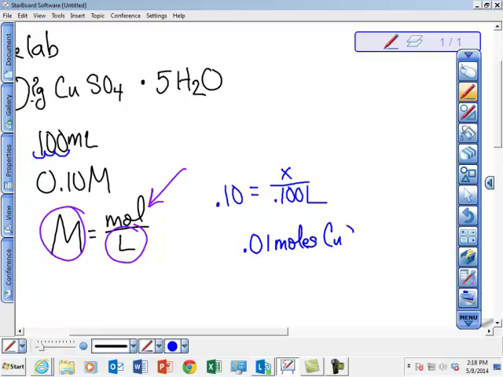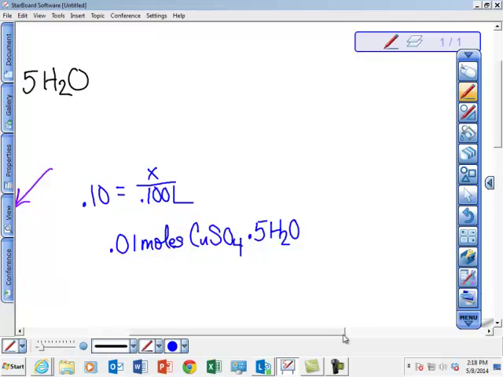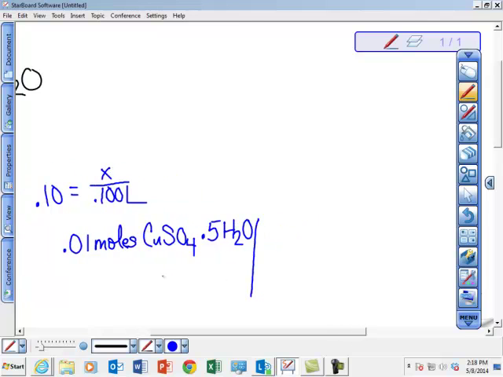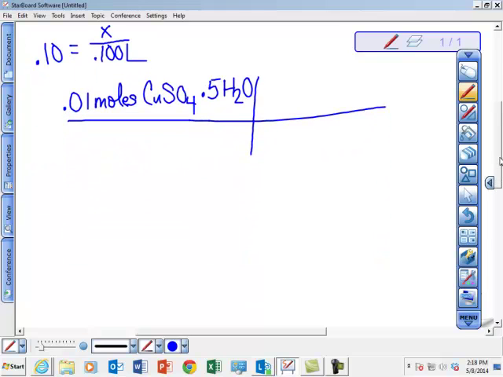And remember, this is a hydrated salt, so when you're calculating the molar mass of this copper sulfate, you need to also include the 5 waters. So I'm going to show my work on the molar mass. I would recommend you guys do too. So let's do this carefully, okay? So copper molar mass is 63.5.